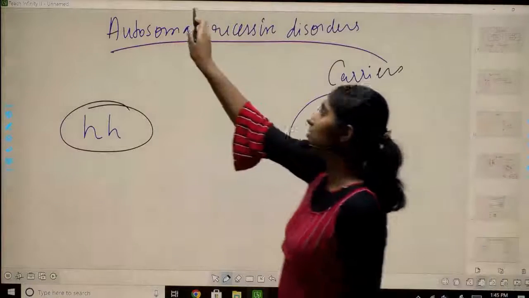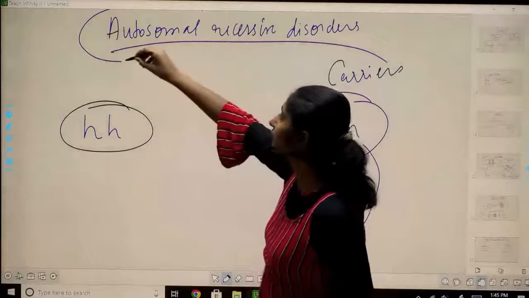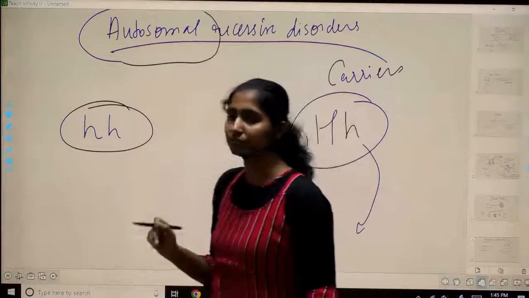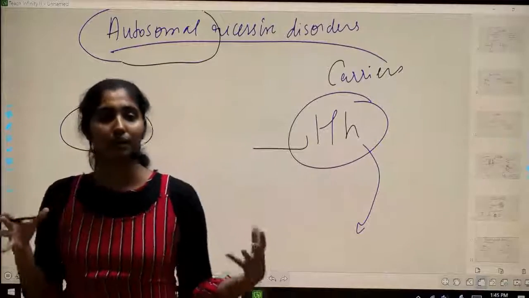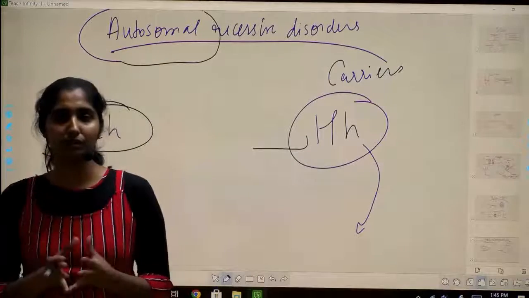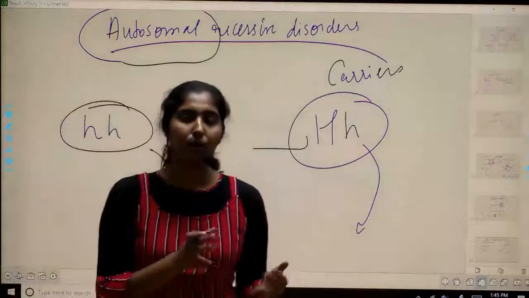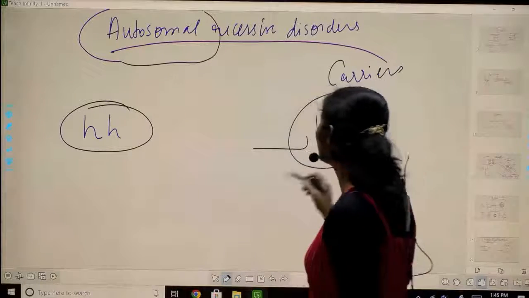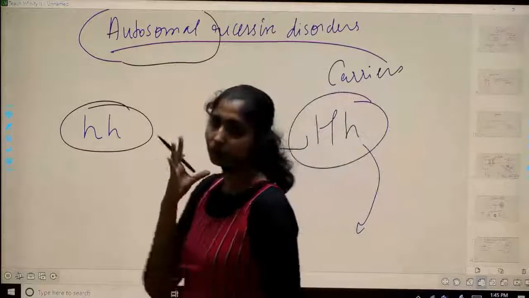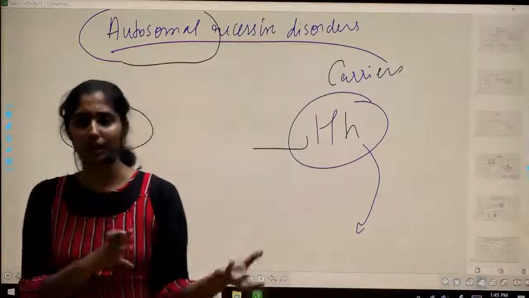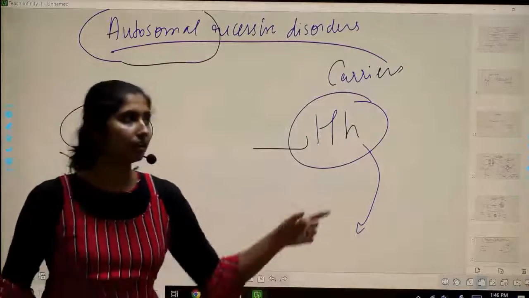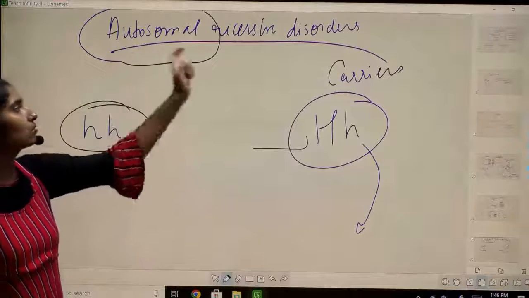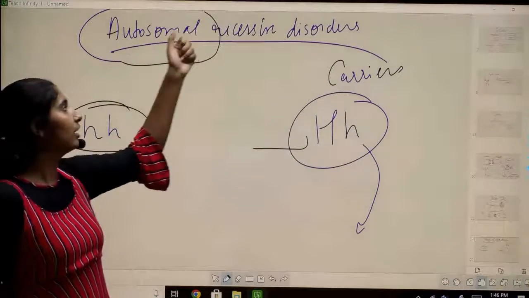Now, because it is autosomal, we know that in humans, we have 23 pairs of chromosomes. Out of these 23 pairs, 22 are autosomal, while the 23rd pair is the sex chromosomes, right? So, if the gene associated with a particular character, trait, or disease is located in autosomes, we call it an autosomal recessive disorder, right? Autosomal.